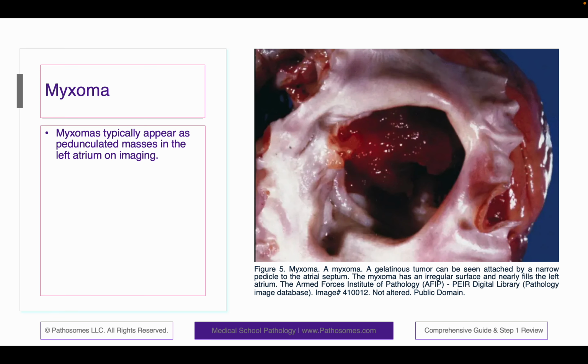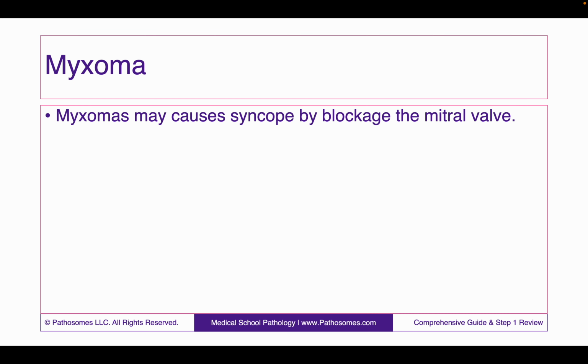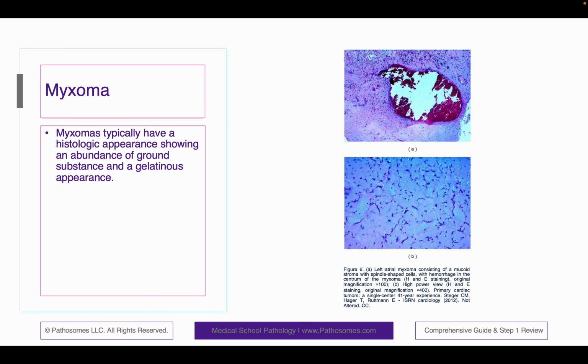Myxomas typically appear as pedunculated masses in the left atrium on imaging, but here we actually have the gross specimen of a myxoma. Myxomas may cause syncope by blocking the mitral valve. And myxomas typically have a histologic appearance showing an abundance of substance and a gelatinous appearance. Right? You see that?